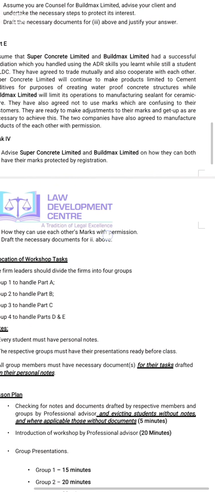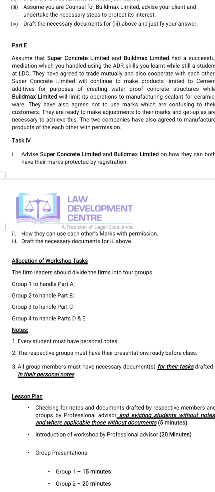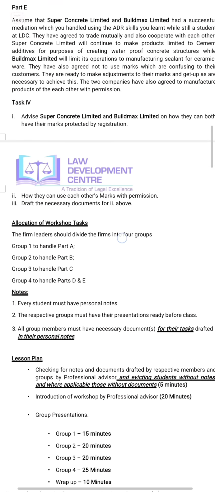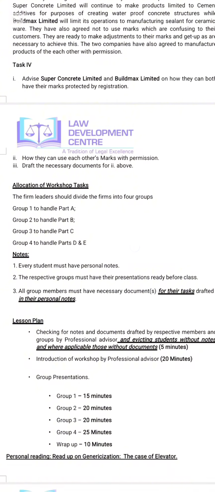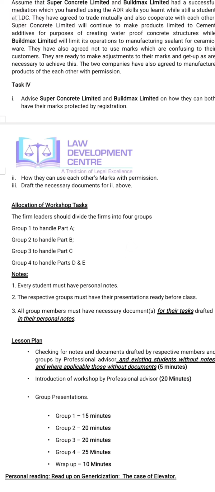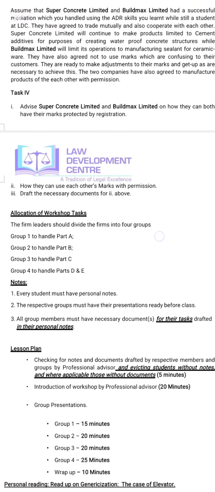The two companies have also agreed to manufacture products of each other with permission. Advise Super on how they can both have their marks protected by registration. So here we have what we call concurrent use. Basically under section 27. So you can proceed under section 27 to apply for what we call concurrent use, and how they can use each other's marks with permission. So advise on how they can both have their marks protected by registration.